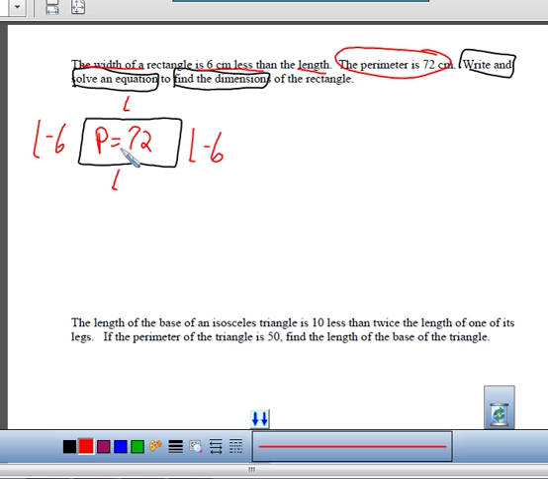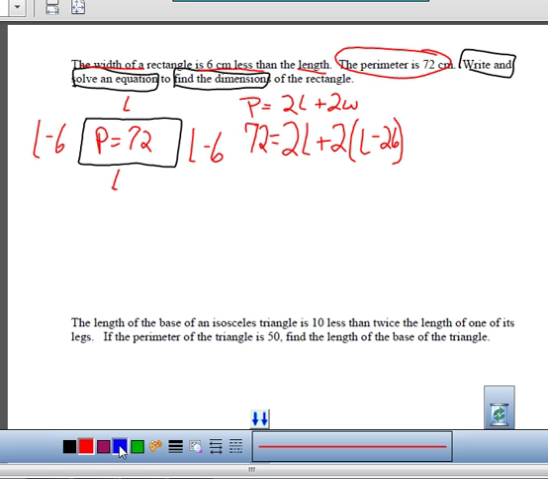Now, I'm going to use a different formula. I'm not going to use adding all the sides. I'm going to use P equals 2 times the length plus 2 times the width. Well, the length is just L, so that stays the same. I'm going to replace P with 72. 2L is still just 2L. But now the width is going to be 2 times L minus 26.